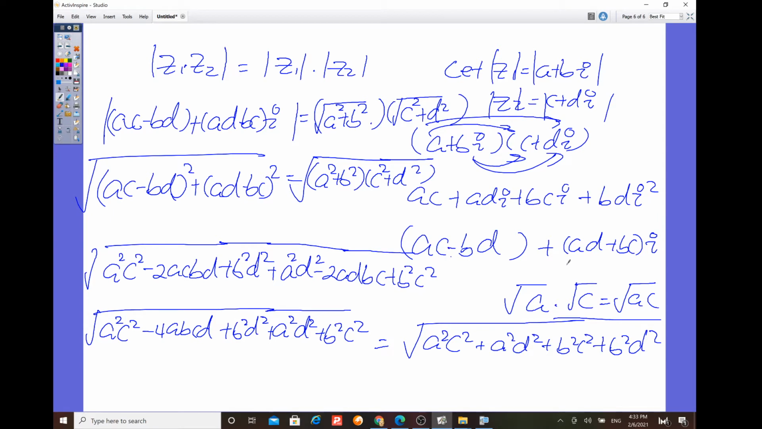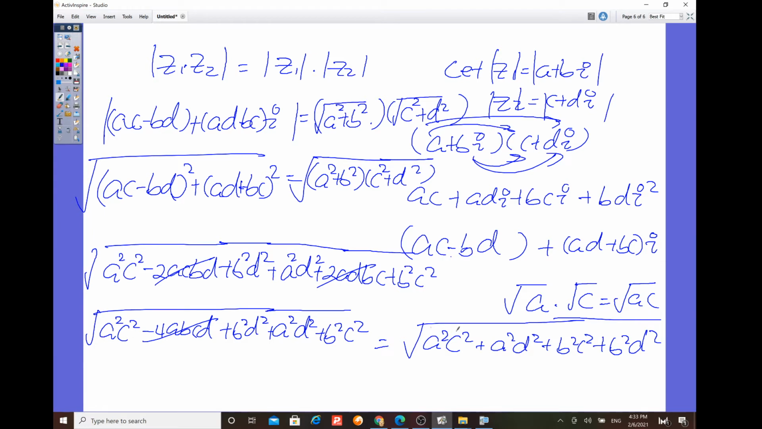Okay, minus BD. And then for the imaginary number, this one is just AD plus BC, quantity times I. Yeah, this one's supposed to be AD plus BC. Yep, so once you expand it, this one is negative, but this one is positive, so they got canceled. So there's no minus for A, B, C, D. So check it out. Eventually, they're exactly the same.